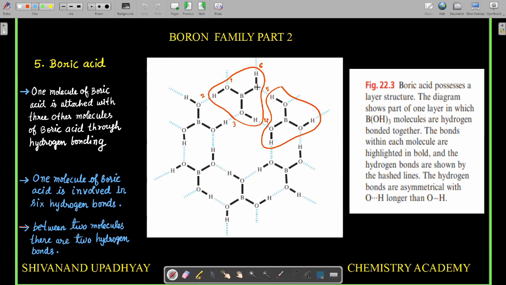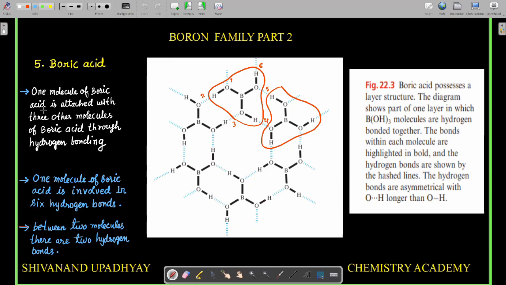Now about this oxygen atom, it is making 3 bonds. 2 are normal covalent bonds and 1 is hydrogen bond, or we can say that one oxygen atom is attached with 2 hydrogen atoms, one through normal covalent bond, other through hydrogen bond, right? One hydrogen atom is attached with 2 oxygen atoms, one through normal bond and other through hydrogen bond. So these are the informations which they can ask from the structure of boric acid.